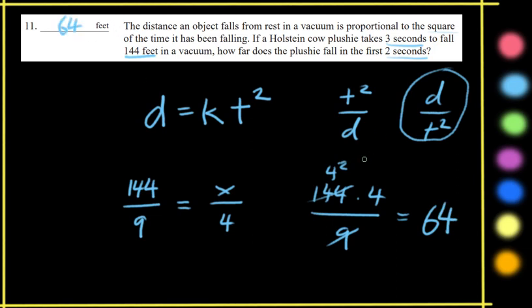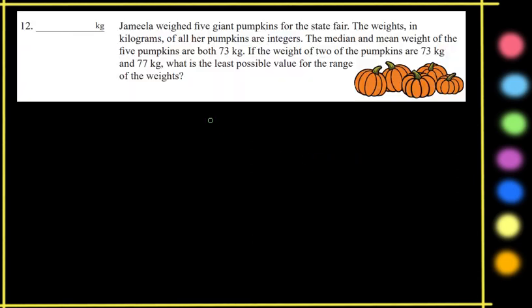All right, excellent. Let's go ahead and move on to problem 12. So this one says, Jamila weighed 5 giant pumpkins for the state fair. The weights in kilograms of all her pumpkins are integers. The mean and median weight of the 5 pumpkins are both 73 kilograms. If the weights of 2 of the pumpkins are 73 and 77, what is the least possible value for the range of the weights?